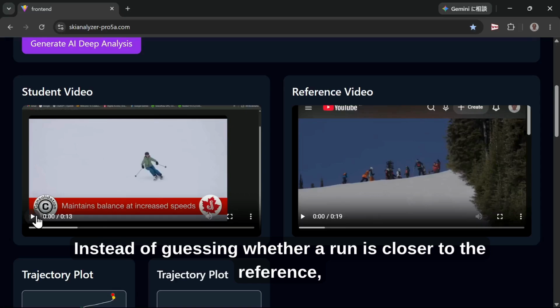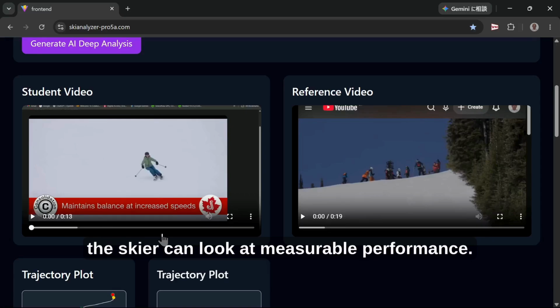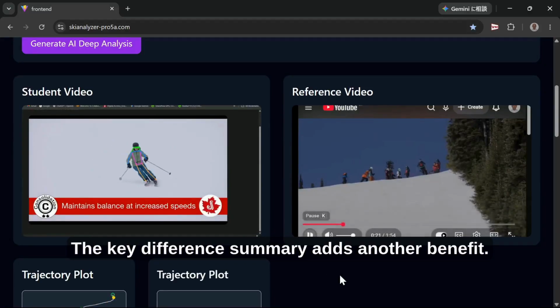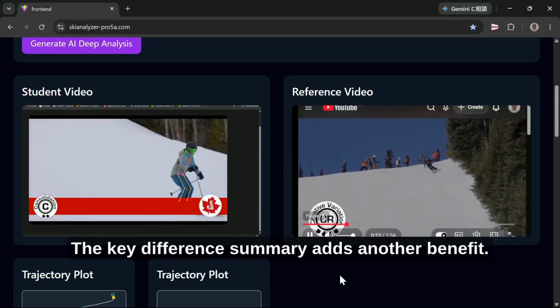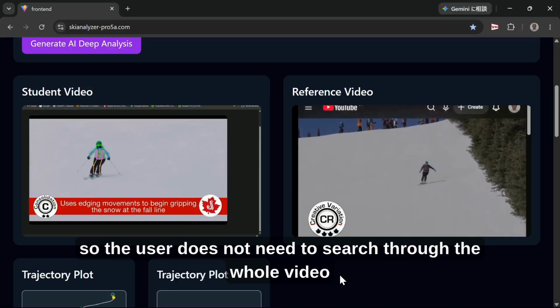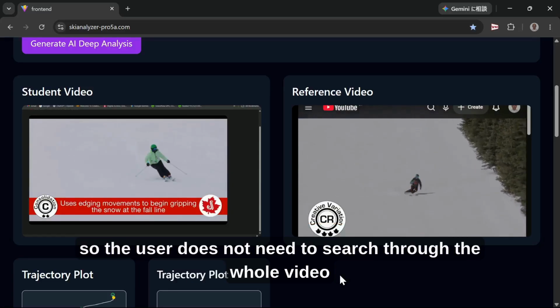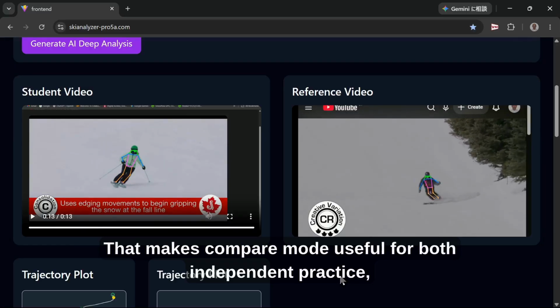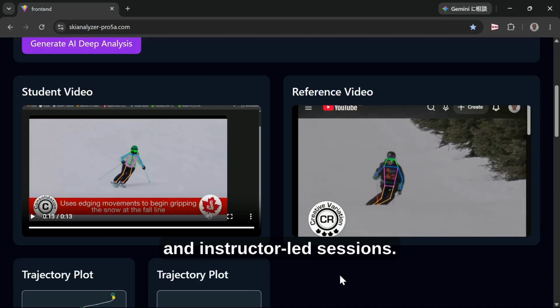The objective scores make comparison more useful. Instead of guessing whether a run is closer to the reference, the skier can look at measurable performance. This gives the discussion a clearer base. The key difference summary adds another benefit. It automatically identifies the most important technical differences, so the user does not need to search through the whole video for every small variation. That makes compare mode useful for both independent practice and instructor-led sessions.